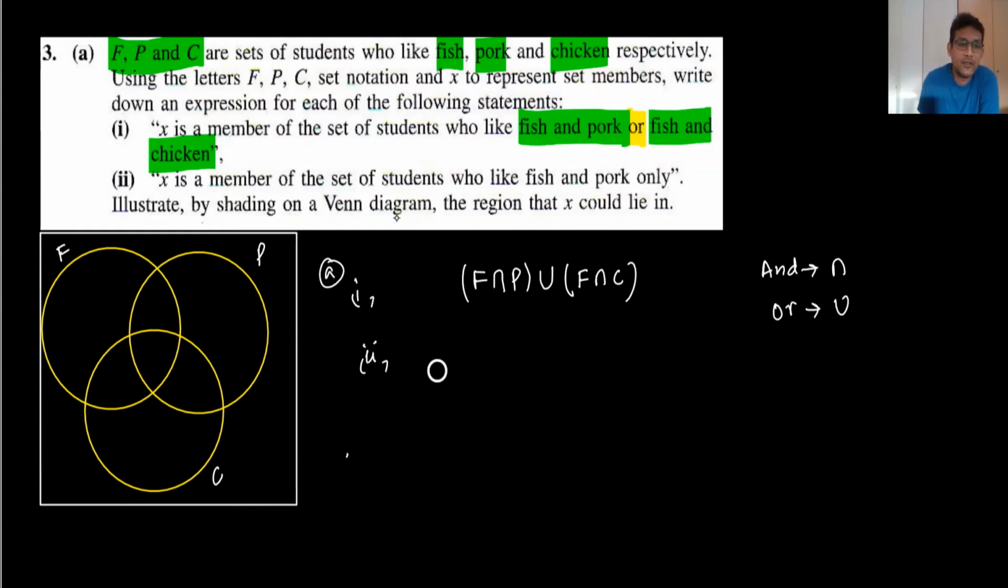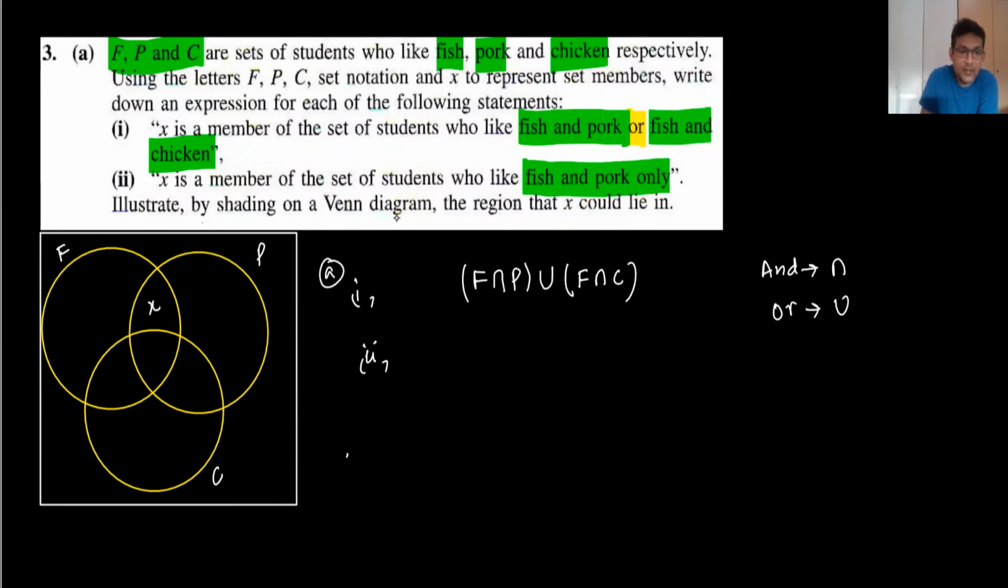Then the second part: X is a member of the set notation of students who like fish and pork only. This is the only fish part, this is only pork part, this is only chicken part. When they write this word only, it is very important. Fish and pork only means I will use this area only, not everything, because only this area means fish and pork only.